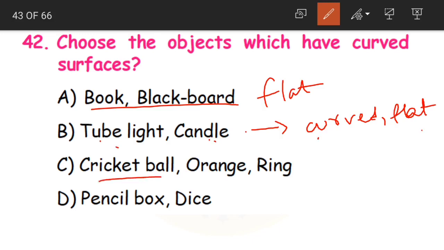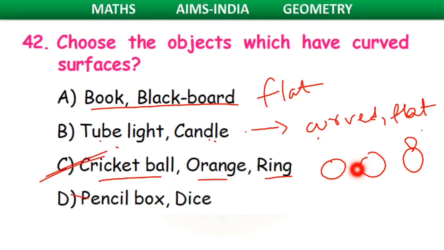Coming to option C, cricket ball, orange and ring. These three are in the shape of a sphere. So these have only curved surfaces. Only curved surfaces. So option C becomes our correct answer. I hope this is clear, children.